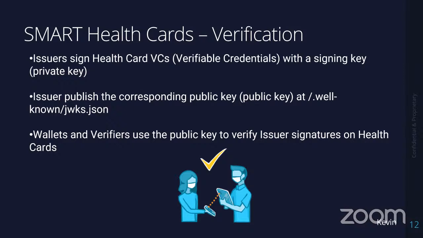And then the wallets and verifiers use the public key to verify issuer signatures on health cards. So this is the first step. This is the basic structure for issuing credentials and then verifying exactly who issued this, and that the information hasn't been tampered with. Of course, cryptography has been able to do this for a while. This isn't a huge leap or anything like that, which is why we push forward, and we're actually introducing new tech beyond that. You want to go to the next slide?